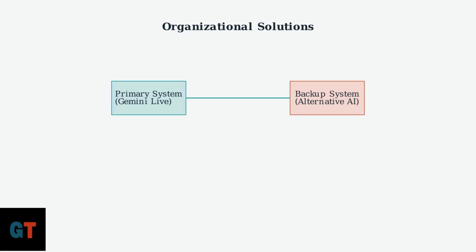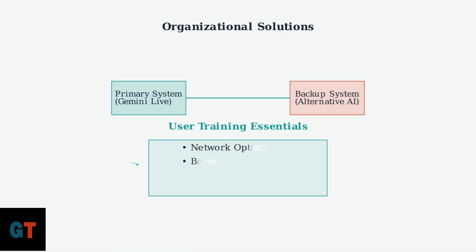The first critical step is implementing redundancy planning with backup communication systems. User training is essential for basic troubleshooting. Organizations should educate their teams on network optimization, browser updates, cache clearing, and device restart procedures.